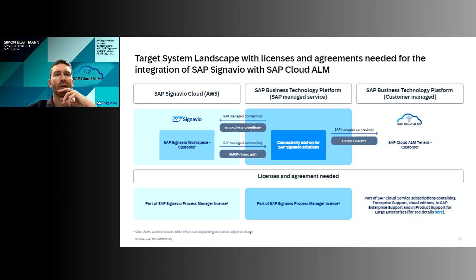There's a question if the connectivity add-on should be provisioned in the customer global account or the SAP BTP account. As said, and also here in the slide, it's coming as an SAP managed connectivity. So we as SAP will provide the connectivity add-on to you as a service. There's also no possibility to provision it via your customer global account.